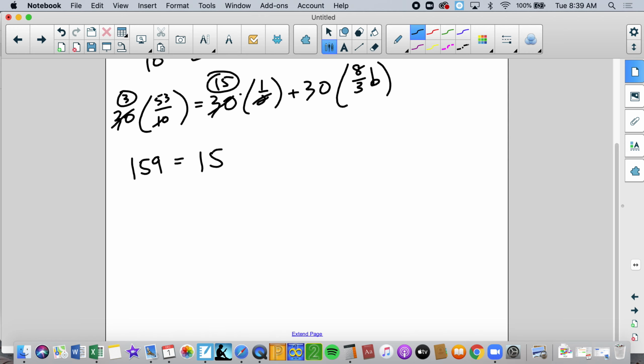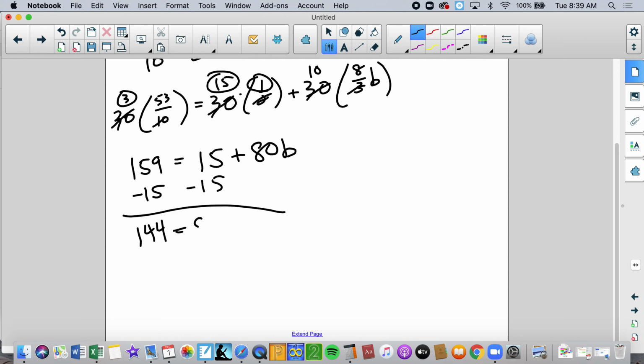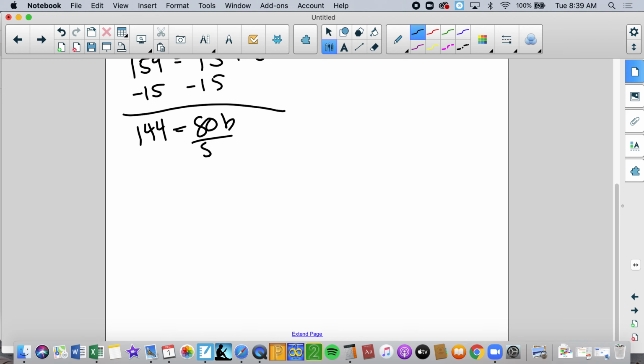How did I get 15 times 1? By whatever is in the numerator now. And 3 and 30, 10. So you get 80b. Ooh, that's a big one. We're going to subtract 15 from both sides. You get 144 equals 80b. Divide both sides by 80. You get 144 over 80 equals b.